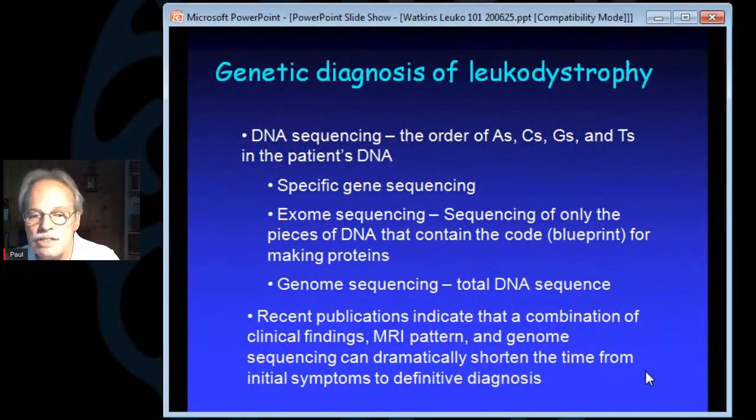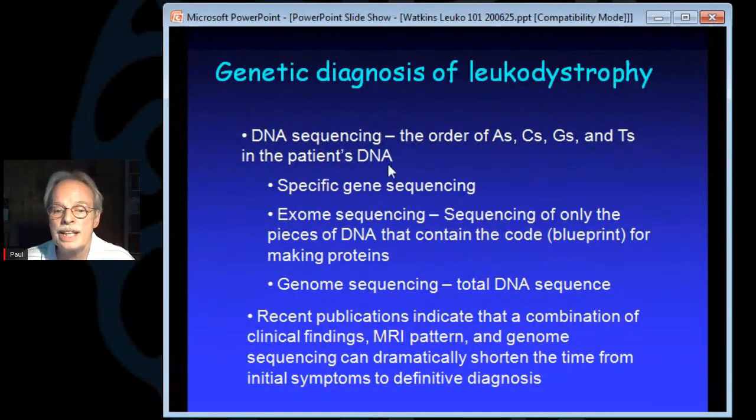And so to achieve a genetic diagnosis of leukodystrophy, we would do DNA sequencing. What that means is to establish the order of the 4 chemicals that make up DNA, A, C, G, and T, in the patient's DNA. And there can be specific gene sequencing. In other words, if you think that this patient has X-linked adrenoleukodystrophy, you might want to just sequence the ALD gene and see if there's a mutation there.